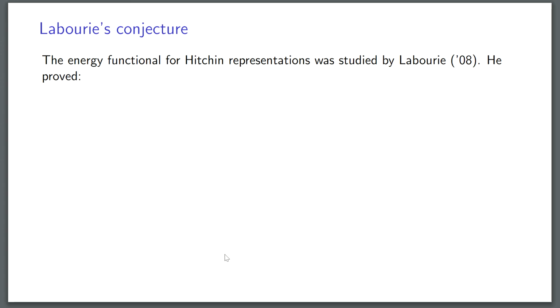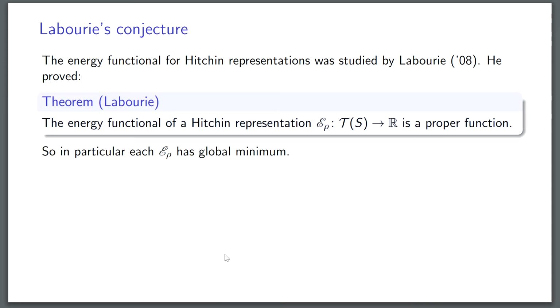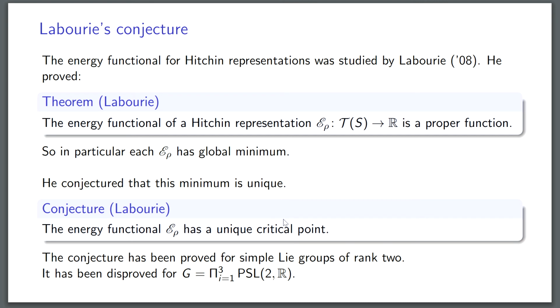He first considered the energy functional as a way to study Hitchin representations. And what he proved is that this functional as a function on Teichmüller space, when associated to a Hitchin representation, is actually proper. And that means in particular that each energy functional has a global minimum. And what he conjectured is the following, that this minimum is actually unique, or perhaps even more strongly, that the energy functional has a unique critical point.